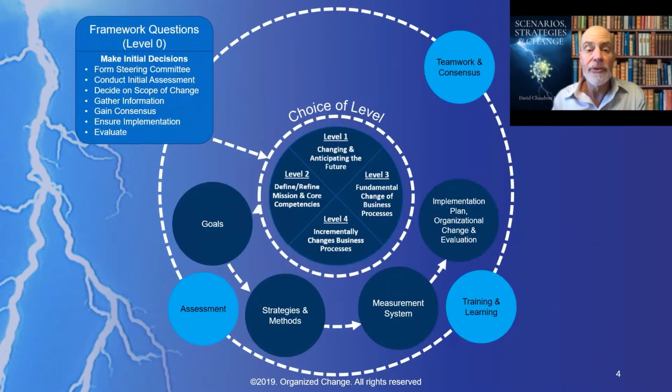As discussed before, we have developed the Organized Change Strategic Planning and Change Management model that shows how to use scenario planning as part of a plan to improve your organization. In this presentation, we will just talk about Level 1, Planning and Anticipating the Future.